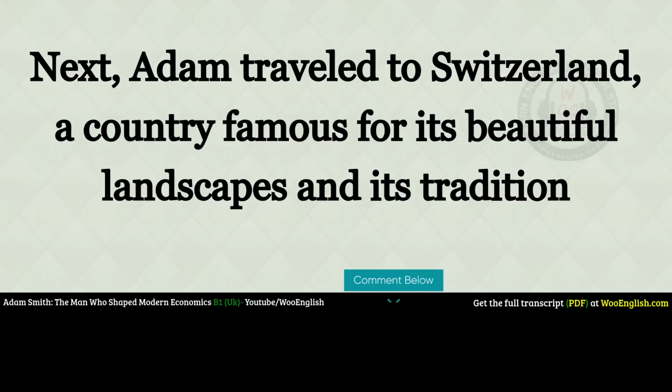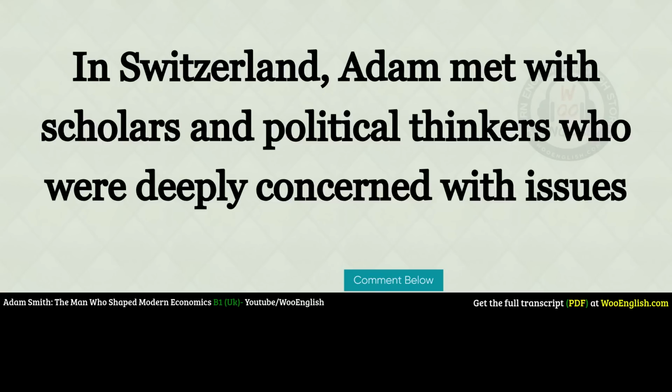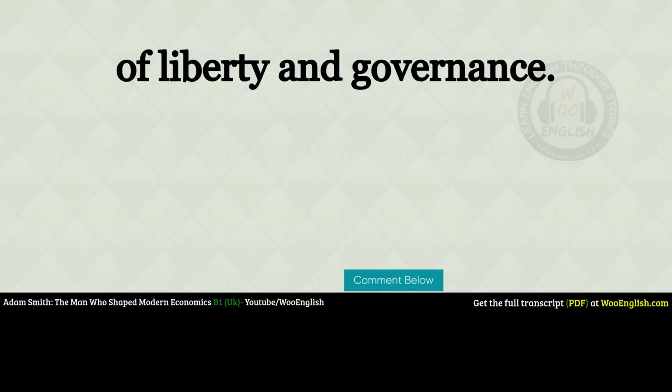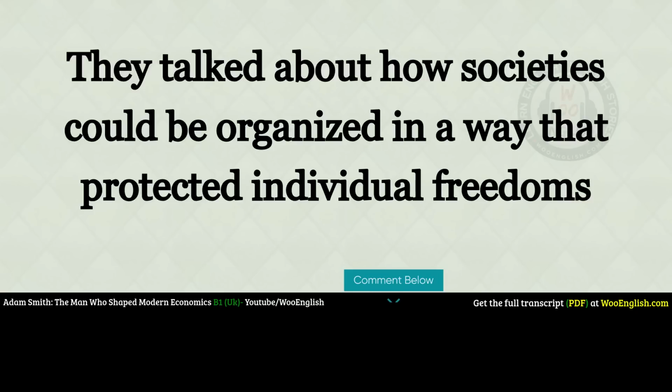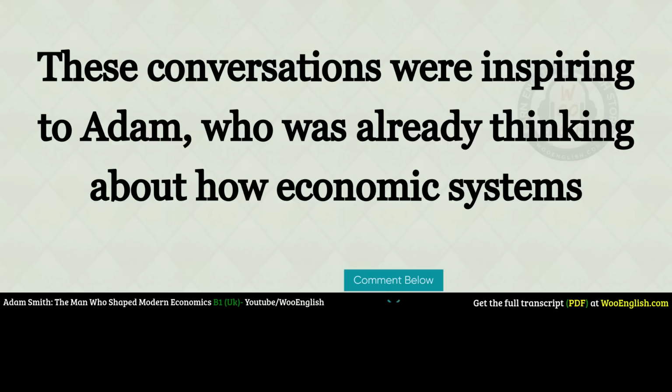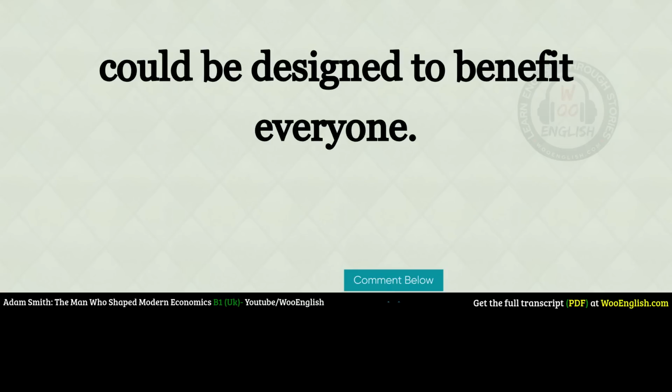Next, Adam traveled to Switzerland, a country famous for its beautiful landscapes and its tradition of political freedom. In Switzerland, Adam met with scholars and political thinkers who were deeply concerned with issues of liberty and governance. They talked about how societies could be organized in a way that protected individual freedoms while promoting the common good. These conversations were inspiring to Adam, who was already thinking about how economic systems could be designed to benefit everyone.